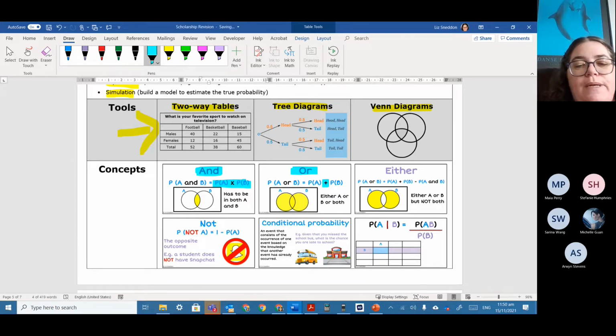Or means I'm going to add. I could have A, or I could have B, or I could have both of them. So or means all of those. I'm going to combine them together.